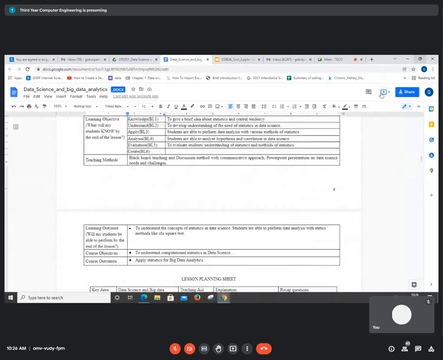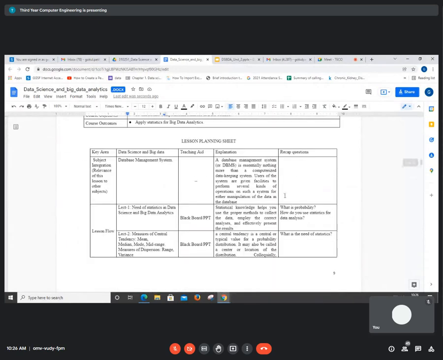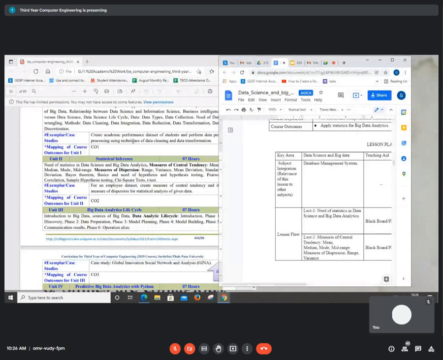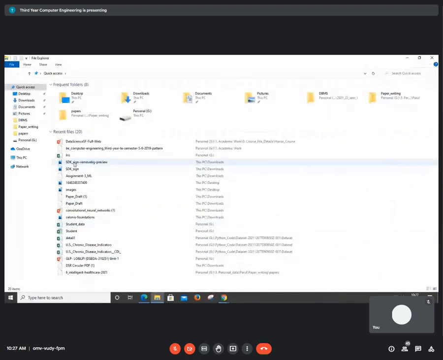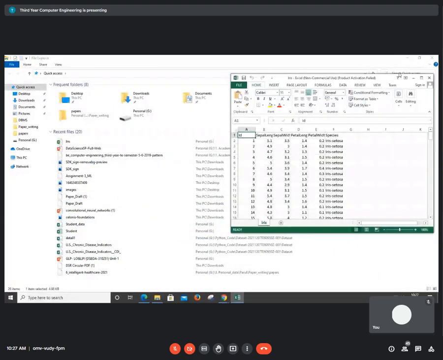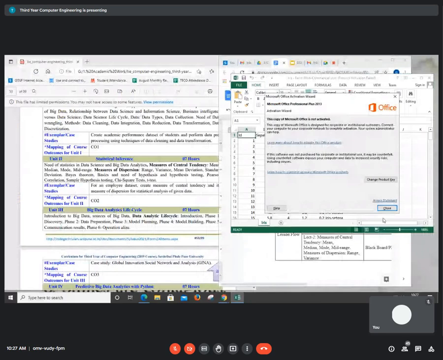Now we'll start the actual discussion on the topics one by one. So the need of statistics in data science and big data analytics. We need to understand what the need of statistics is in data science, and then we'll see further how we can use statistics on the data set. So basically, suppose we have a data set. Let's say we have an iris data set.